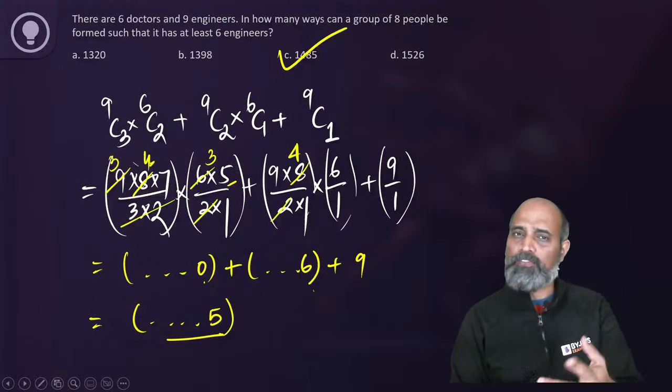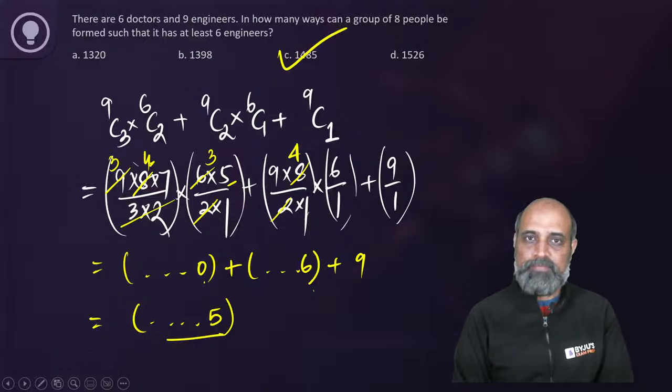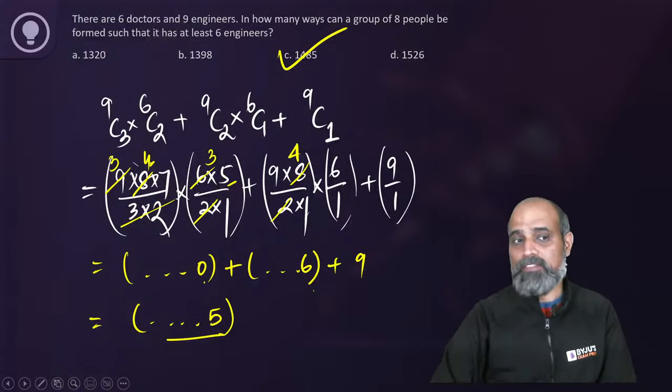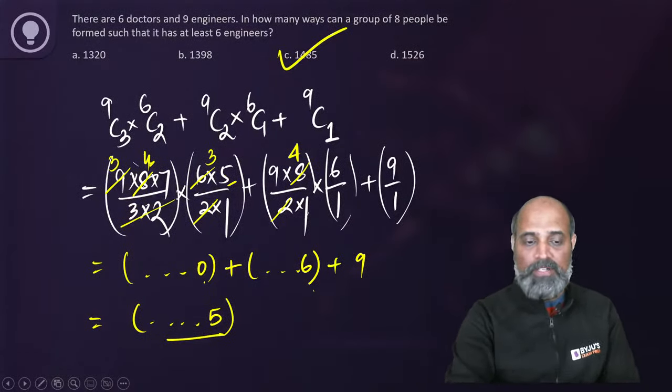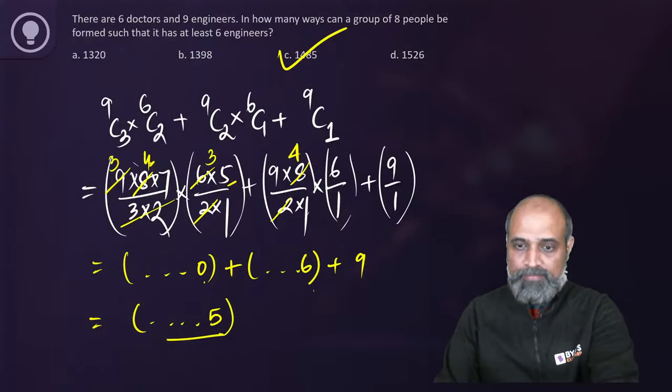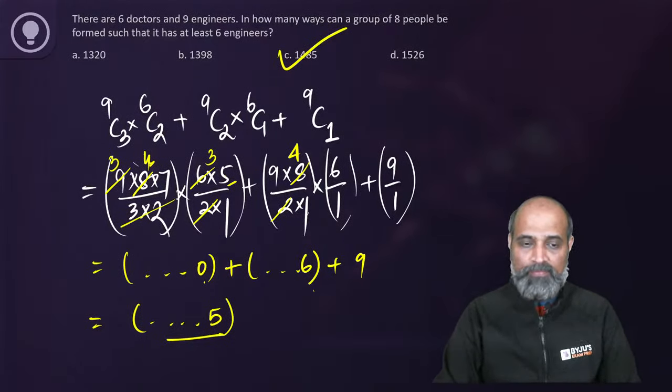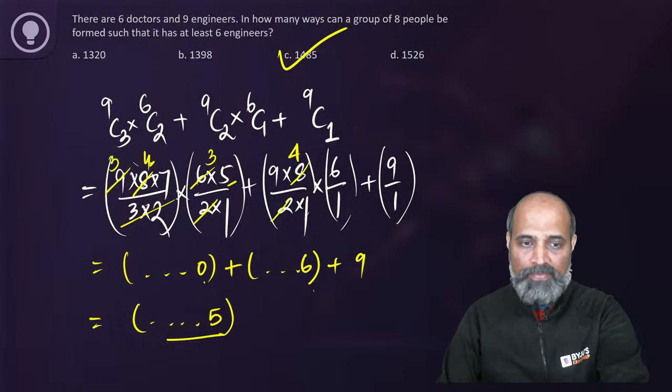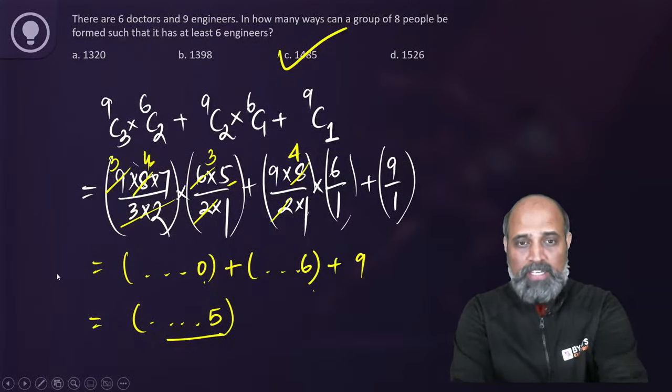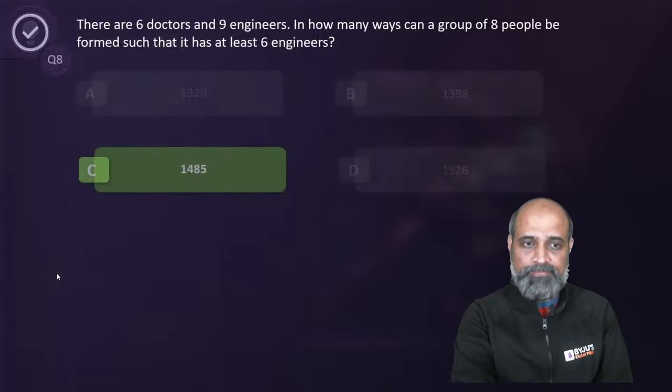Because the options were different. We're having different last digits. Right? Clear? ठीक है, देखते हैं आंसर है क्या. 1485.